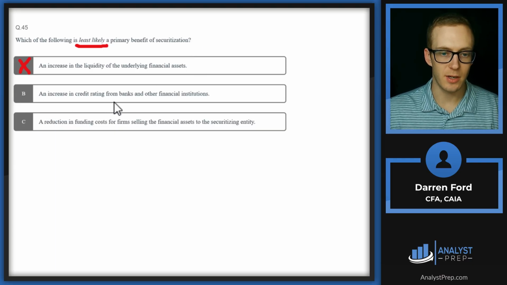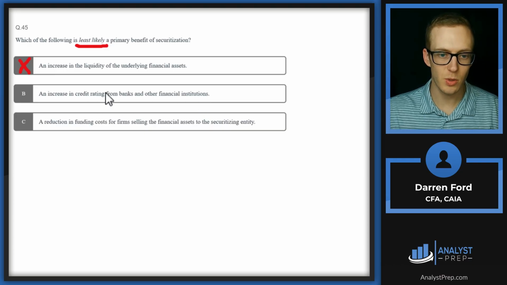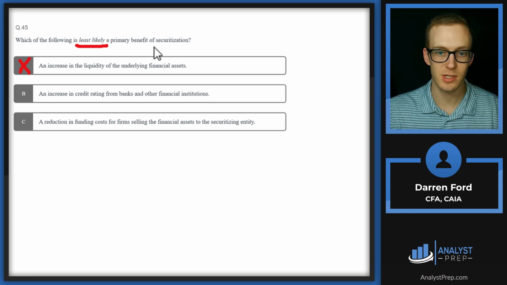B, an increase in credit rating from banks and other financial institutions. I would lean towards this being our answer. Securitization is not automatically going to increase the credit rating of the underlying assets. It could, depending on the different tranches and whatnot, and securitization does allow for risk transfer, but it's not going to be an automatic increase. So I think we would lean towards this not being a primary benefit.